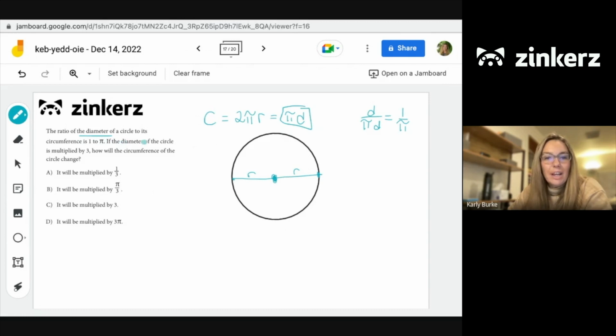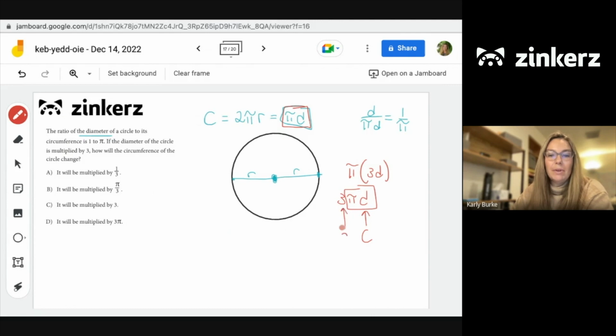So now if the diameter of the circle is multiplied by 3, how will the circumference change? Well, you don't know what the diameter is, so you might be a little confused by this, but what happens to the circumference here? Well, right now the circumference is pi times the diameter. If the diameter is multiplied by 3, it becomes pi times 3 times the diameter, which I can just rewrite as 3 times pi times the diameter. Remember, this was the original circumference. Now it's being multiplied by 3. So the answer is C.